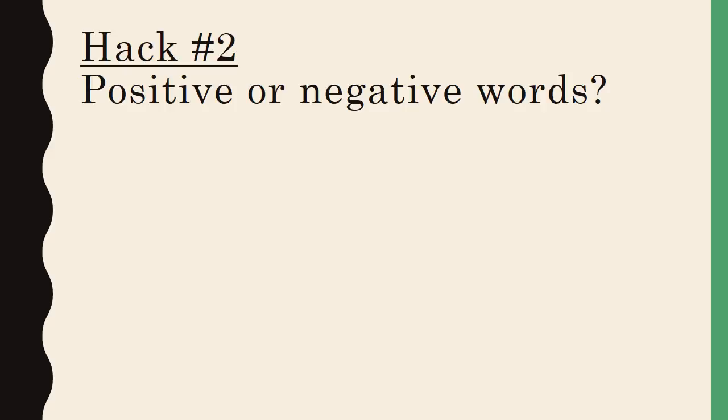So, hack number 2. Again, when you're looking at the poem, if you're not sure where to start, try and pick out some positive or negative words, because these can help you figure out the attitude or tone that the writer, the poet, is trying to create. Whether there are more positive words than negative words, you might be able to say then that a positive atmosphere has been created, or vice versa.